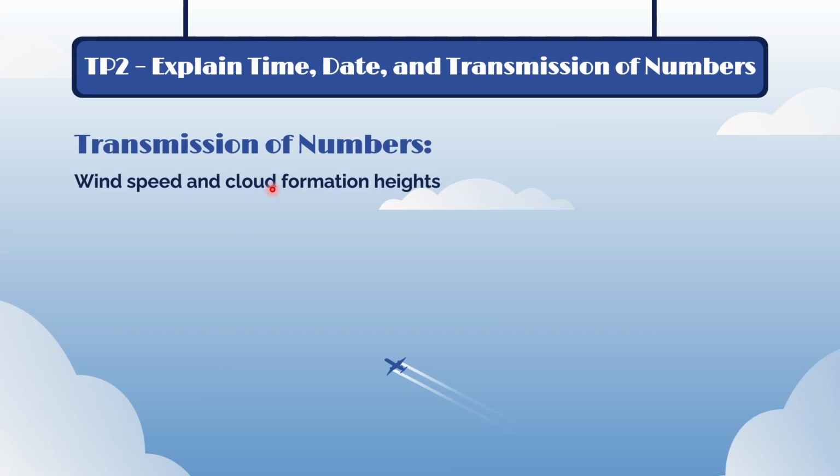So for wind speed, they do it like this. When you read this, it's wind 270-10. This means that the wind is 270 degrees, 10 knots. The part after the dash is talking about how strong the wind is, and the first group of numbers is talking about the degrees, so the heading of the wind, right? And that's how you do winds.